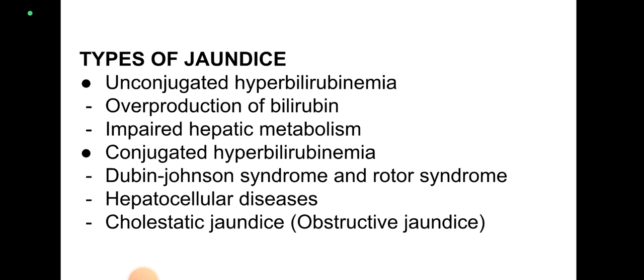Jaundice is classified into two types, unconjugated and conjugated. The conjugated type is due to Dubin-Johnson syndrome and Rotor syndrome, hepatocellular diseases, or cholestatic jaundice, which is also known as obstructive jaundice, while the unconjugated type is due to overproduction of bilirubin or impaired hepatic metabolism.